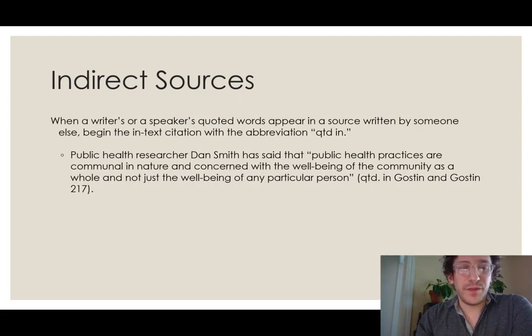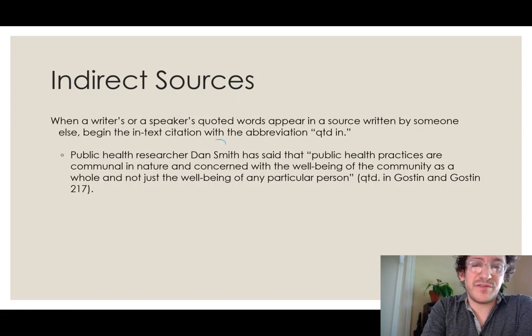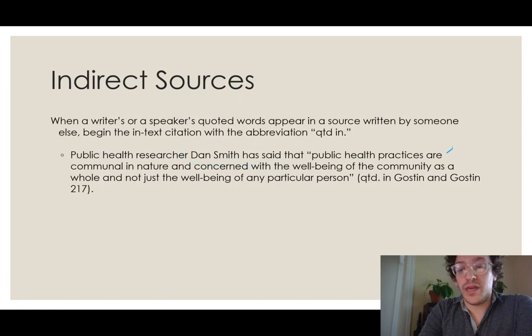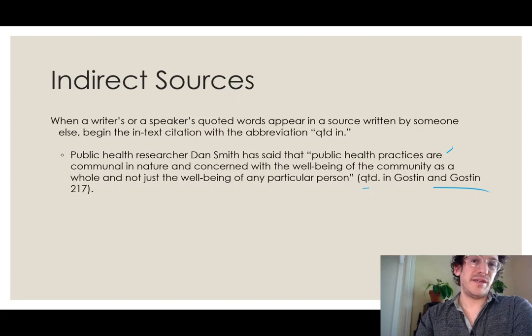So look at the example. Public health researcher Dan Smith has said that, quote, public health practices are communal in nature and concerned with the well-being of the community as a whole and not just the well-being of any particular person. So look, I have a signal phrase here, Dan Smith. I have an author and I have a verb, he has said, and then I have a quotation from Dan Smith. But what if I did not get that quote directly from Dan Smith? I got it from somebody else who was quoting Dan Smith, and that's right here at the end, quoted in Gostin and Gostin. I guess there were two Gostins, and they worked together and they wrote something where they quoted Dan Smith. So I'm quoting them, quoting him. You're not going to see that super often in your work, probably, just based on your current situation as a student in an English comp class, but it's possible you might see it.